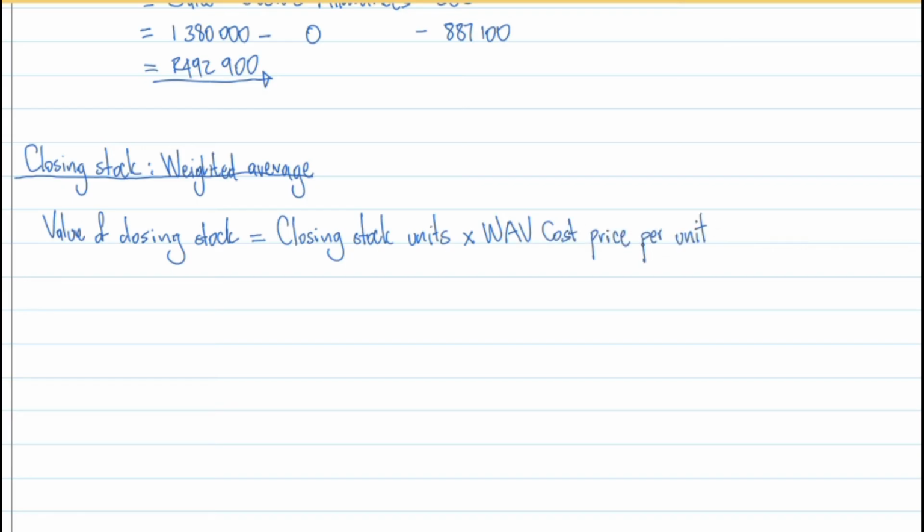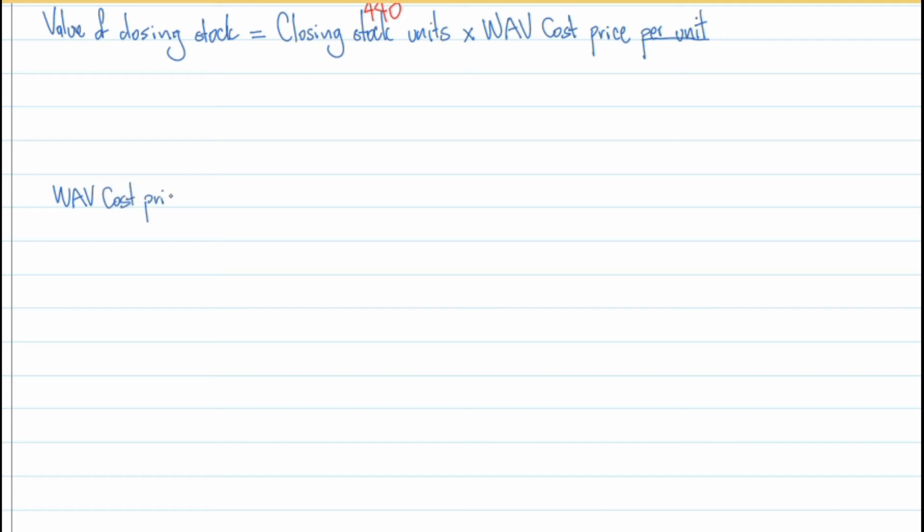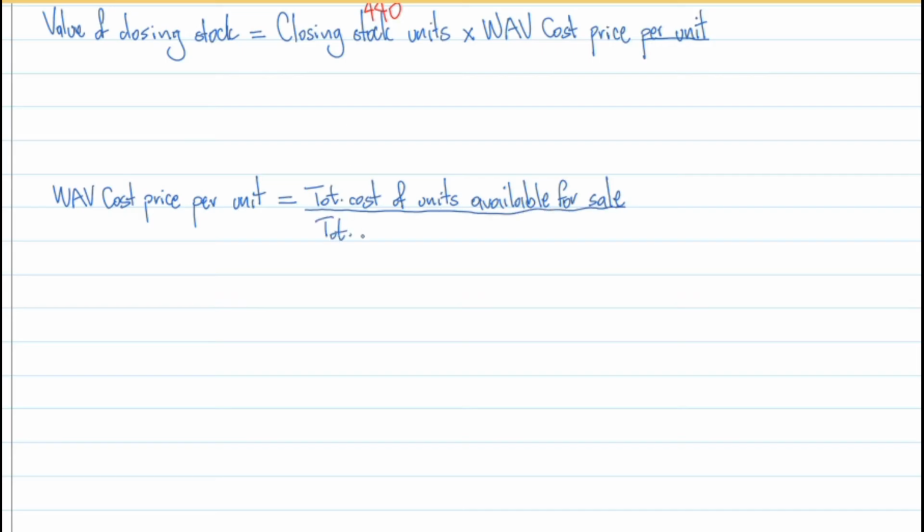Our closing stock units are still the same, 440 units that were given in the question, so that hasn't changed. The weighted average cost per unit is calculated as follows. Weighted average cost per unit is equal to total cost of units available for sale divided by total number of units available for sale. Let's start with the total cost of units available for sale.